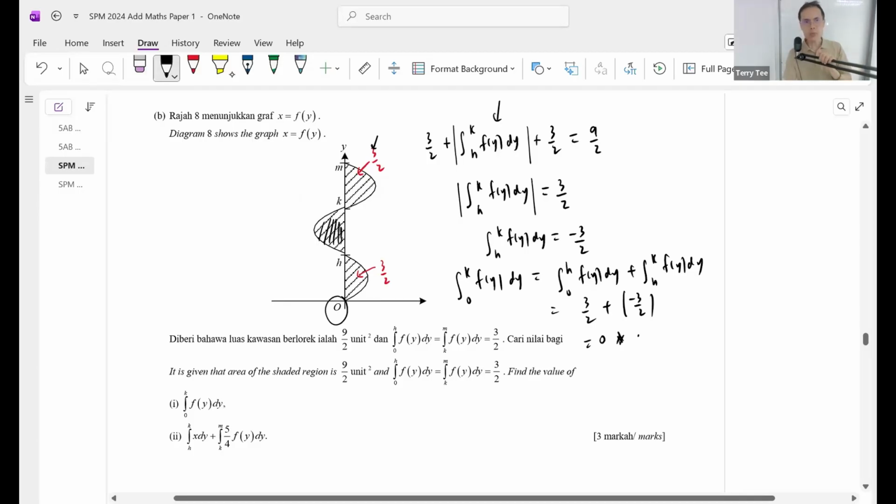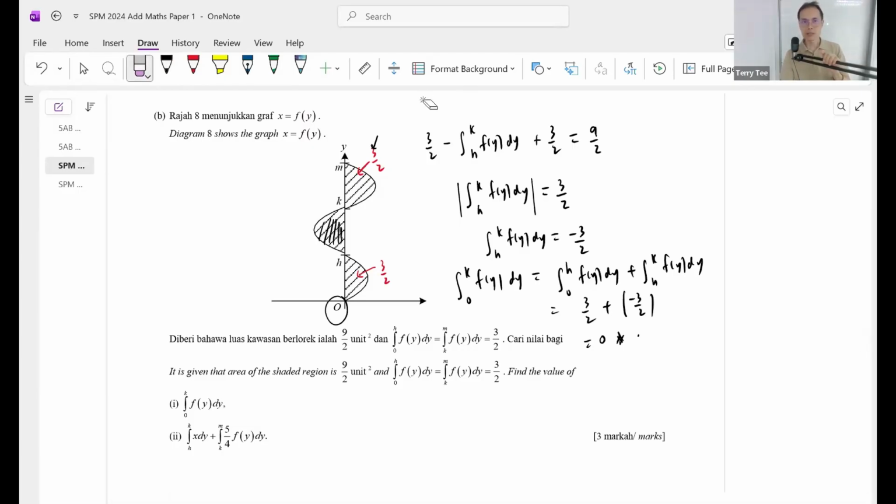Another way is to put a negative in front straight away. We know this area is negative. Sorry, the integration is negative, area is positive. You add a negative in front, then you take the negative and transfer it over. You can do that as well, right? Maybe it's better you do it that way. But anyway, since I've written here, I'll just keep the modulus over here, plus modulus.